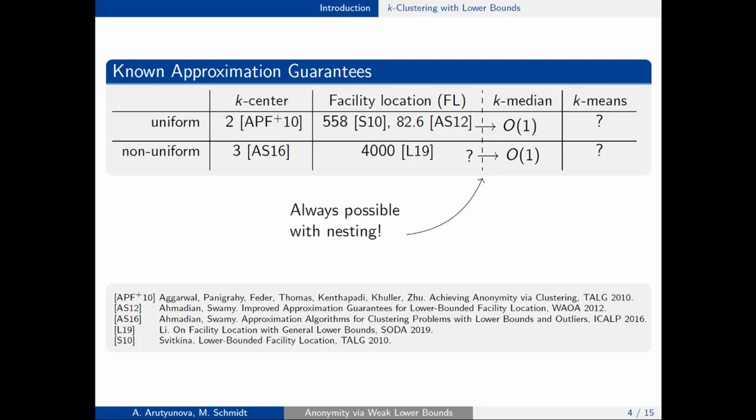But what we can show is that any facility location algorithm for lower bounds can be converted into an algorithm for k-median with lower bounds using the concept of nesting, which also directly shows that there is in fact an approximation algorithm for k-median with non-uniform lower bounds. And it also shows that restricting the number of centers is not that problematic when dealing with lower bounds. In contrast, for example, to capacities, where we know how to compute results for capacitated facility location, but don't really know how to restrict the number of centers.